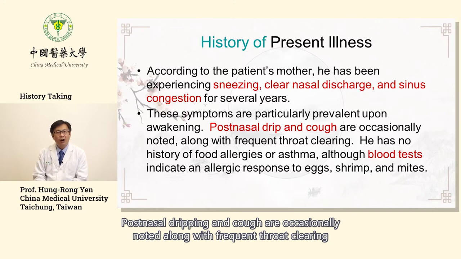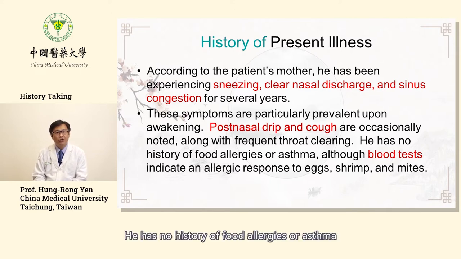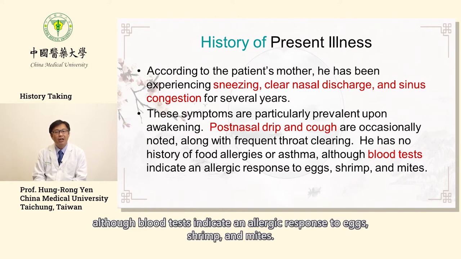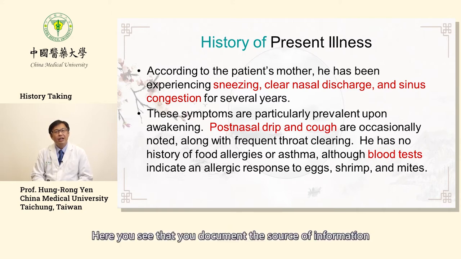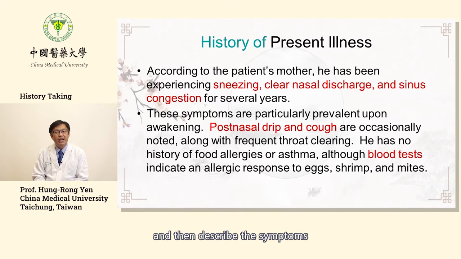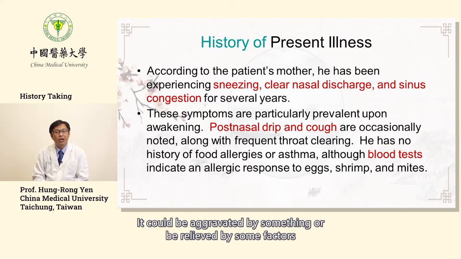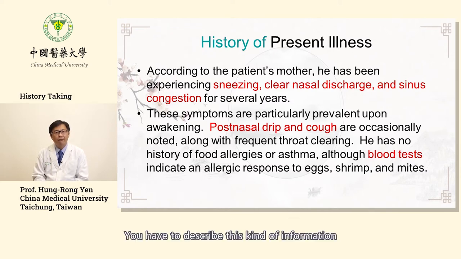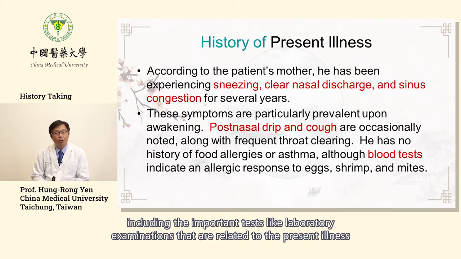Postnasal dripping and cough are occasionally noted, along with frequent throat clearing. He has no history of food allergies or asthma, although blood tests indicate an allergic response to eggs, shrimp, and mites. So here you see that you document the source of the information and then describe the symptoms. It could be aggravated by something or relieved by some factors. So you have to describe this kind of information, including the important tests or laboratory examinations that are related to the present illness.